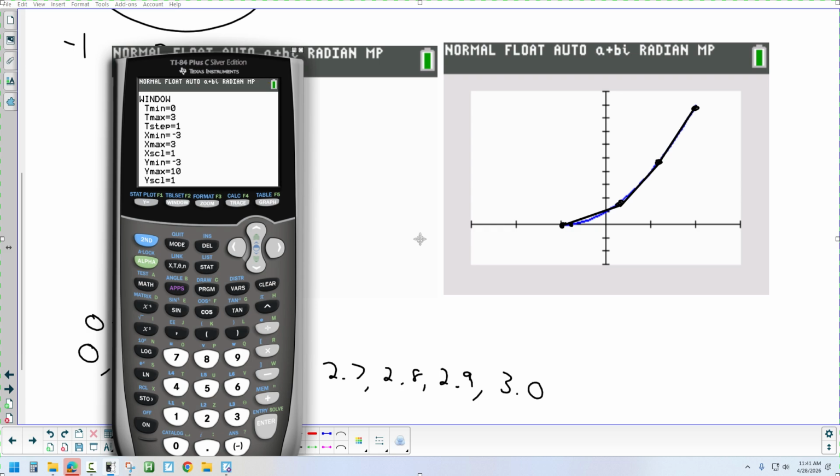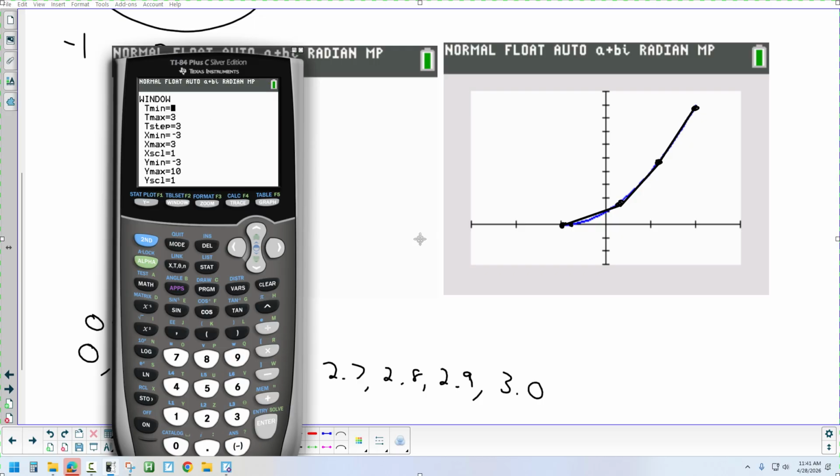And then if I did something like, let's say I did a t-step of 3. How many points do you think I'd get now? Just 2. I'm going to get one at the start, and then it's going to add 3, because that's my step, and then I get one at the stop. So now it just looks like a line segment. But that's not what this picture should look like. It should have a curve.